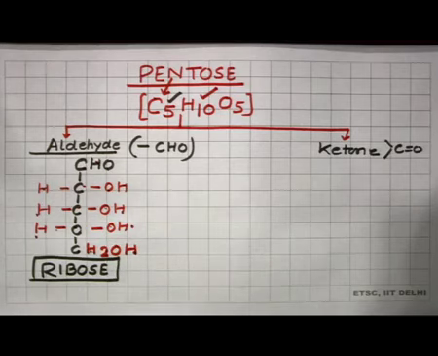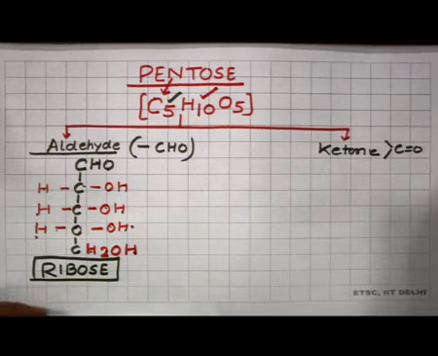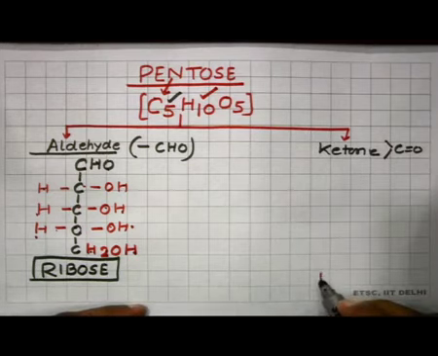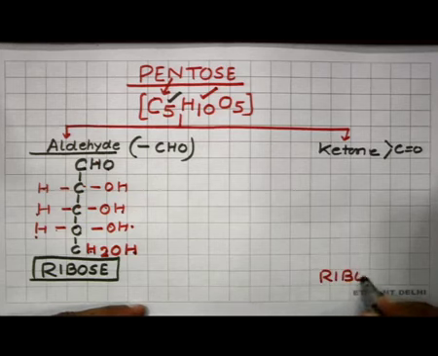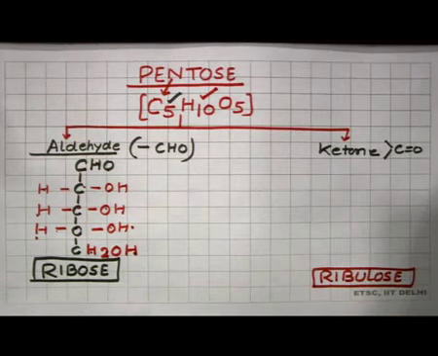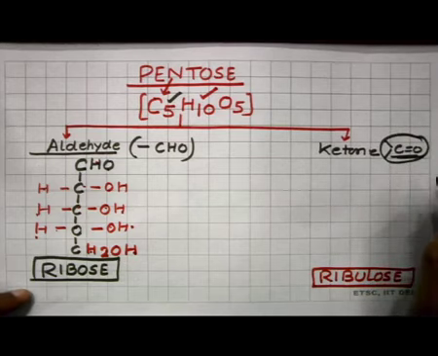You can easily write the structure of ribose. Now come to the ketone. The example of a ketone is ribulose. In ribulose, the carbonyl group is present in the form of a ketone.